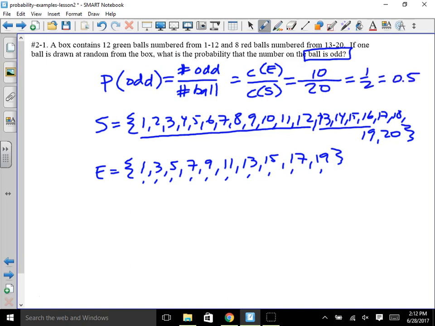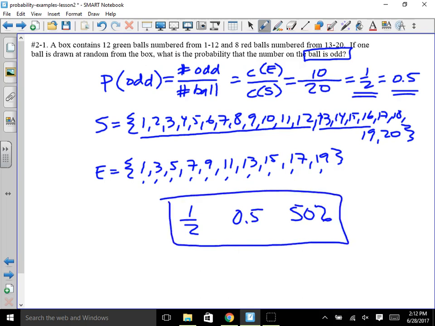So you can write that either as a fraction, 1/2, or even 10 out of 20. You can write it as a decimal, 0.5. So correct answers would be 1/2, or you could also write it as the decimal 0.5, or you can write it as a percent, 50%. All of those are correct ways to write the answer. Okay, so that's problem number 1. How did you do? Okay, we're going to move on to problem number 2.